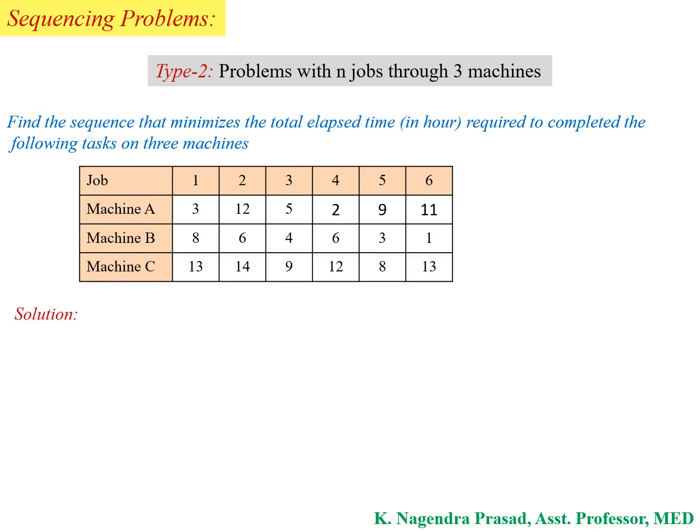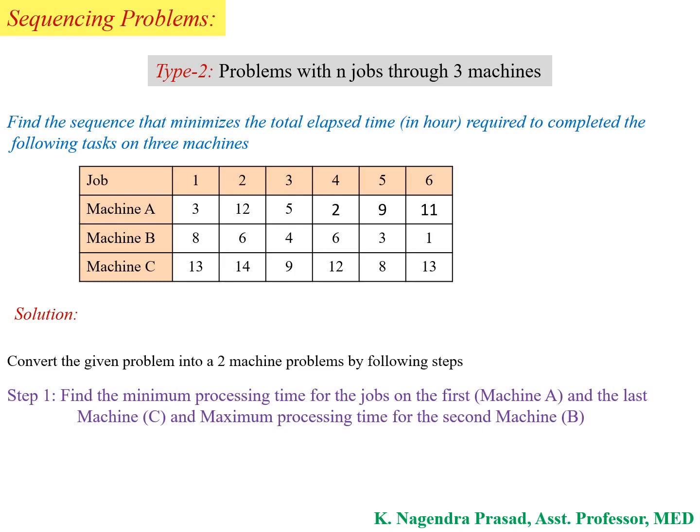Let's start the solution. First, you have to convert the problem into a 2 machine problem by the following steps. The first step is to find the minimum processing time for the jobs on the first machine, that is machine A, and also find the minimum processing time for the last machine, that is machine C. Similarly, we have to find the maximum processing time for the jobs on the second machine, that is machine B.